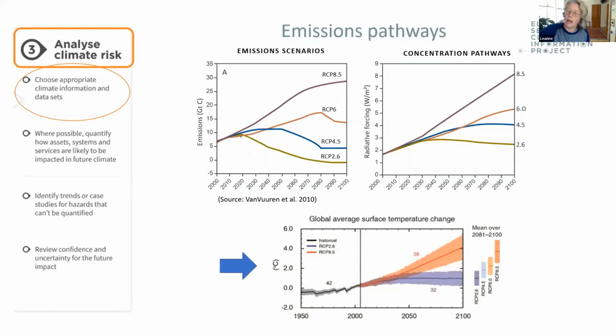Noting that by 2050, the 4.5 and 8.5 will still have a bit of a different impact on the temperature change by that period. Way more so towards the later part of the century, as we've explained.